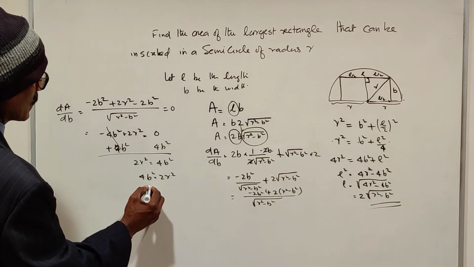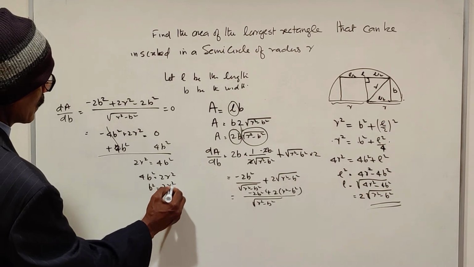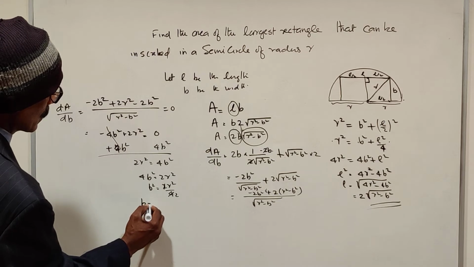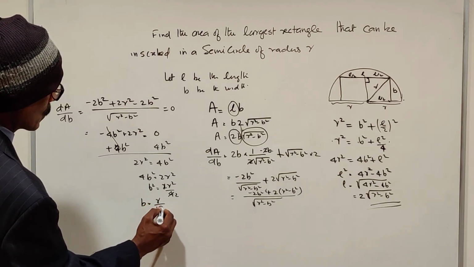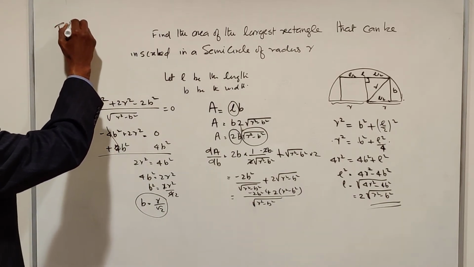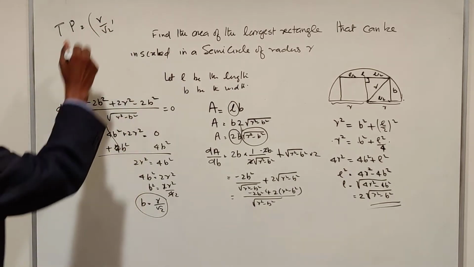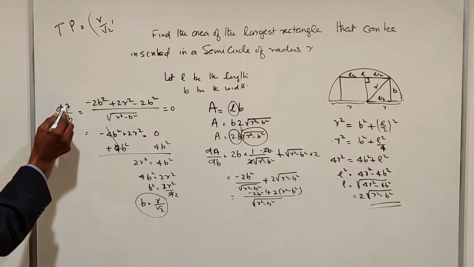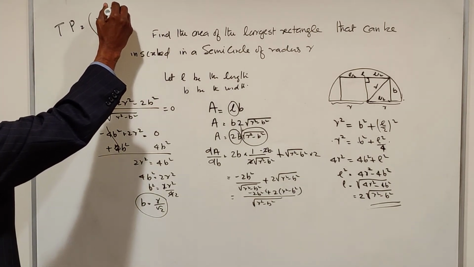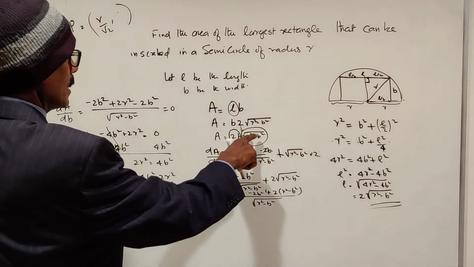What is b square? b square is equal to 2r square by 4, so r square by 2. b is equal to what? b is equal to r by square root 2. This is b. So the turning point b equals r by root 2. And you need to find, see, y is a here. So you need to find the y coordinate, that is a. What is a? a is 2b.